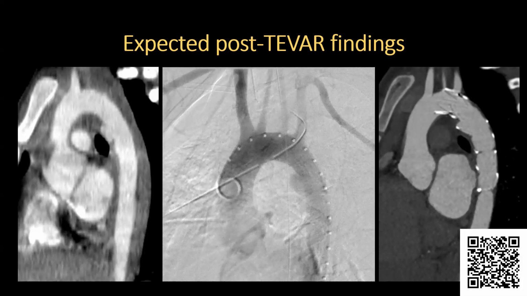Sometimes it may seem like the left subclavian artery is covered by the stent graft in order to obtain an appropriate proximal landing zone. On this follow-up CTA, antegrade perfusion of the left subclavian artery is preserved. This is because the end of the endograft is uncovered for a short segment.